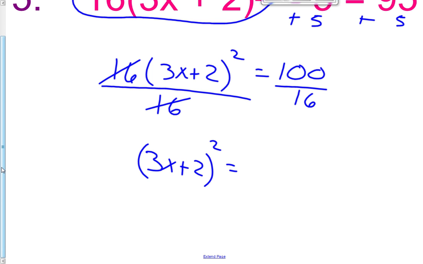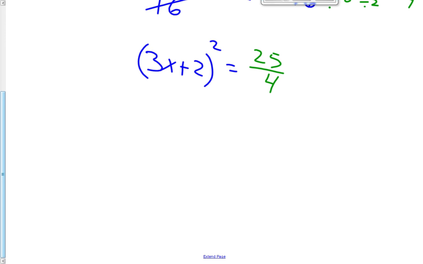That equals, if you divide both of these by 2, you get 58. If you divide them both by 2 again, you get 25 fourths. So (3x plus 2) quantity squared equals 100/16, which is the same thing as 25 over 4. Okay, now you are ready to square root both sides. So you square root the left side, you square root the right side.